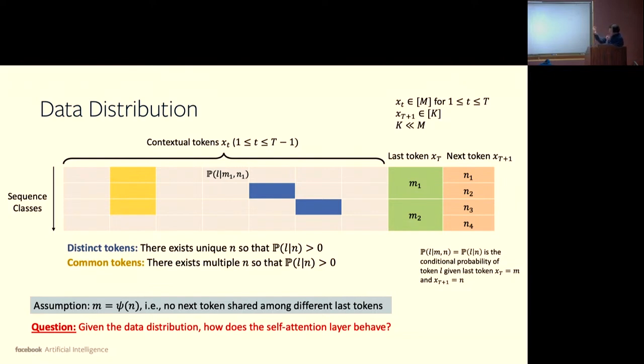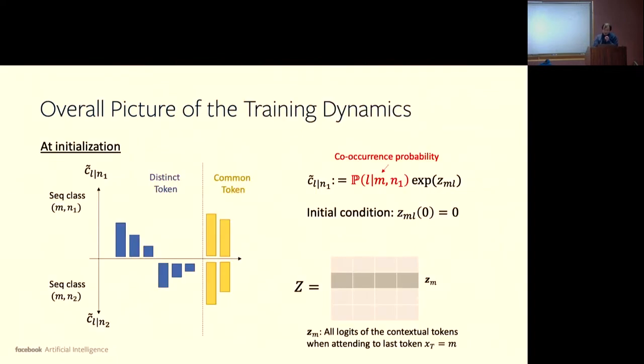Given that data assumption, the question is, how does the self-attention layer behave? So here's the main conclusion, the overall picture of the transformer dynamics. First of all, we put in this key statistic, which is called C theta. It is the product between the co-occurrence probability, which comes from the data set, and the exponent of the pairwise attention matrix. You want to analyze the behavior of this C theta.